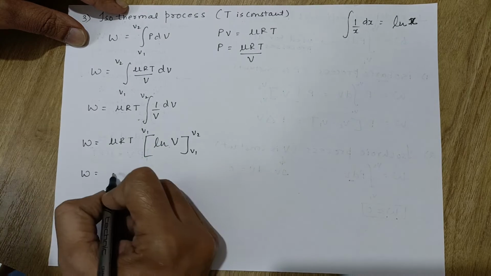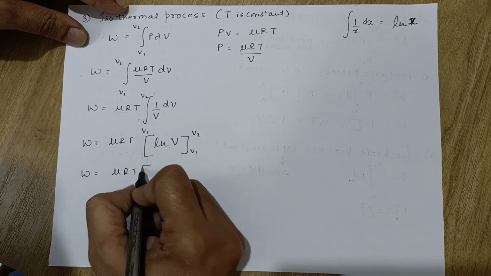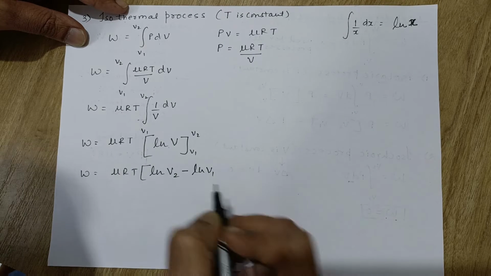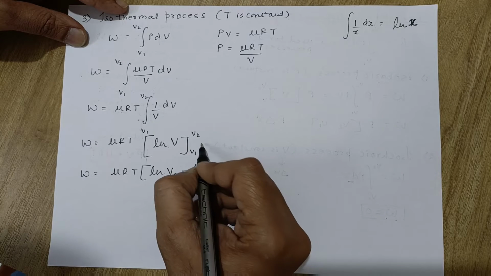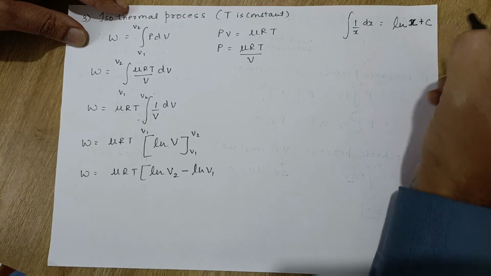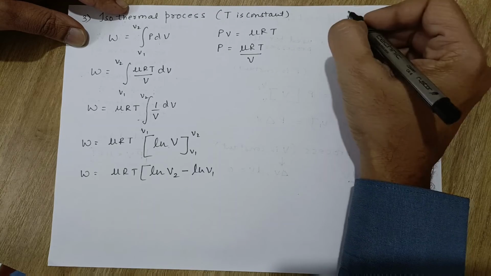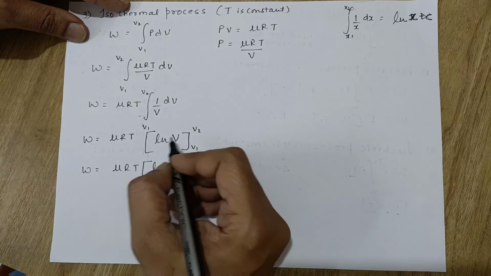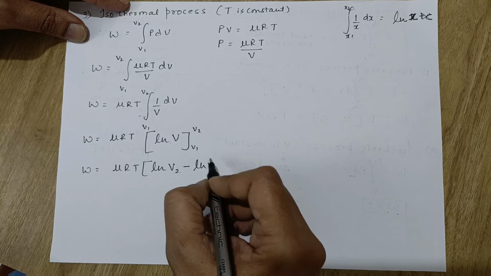Now the work done is equal to mu r t times ln v2 minus ln v1. Please note, when we substitute the limits, there is no constant. Otherwise, if you don't put the limits, you will have to add a constant. But if there are limits like x1 to x2, then this c is not required. So here, since we are putting the limits, plus constant is not required.